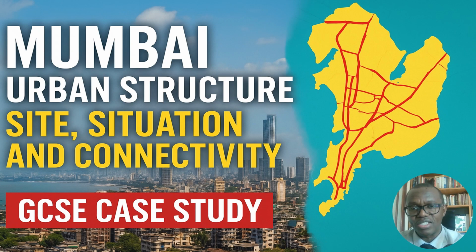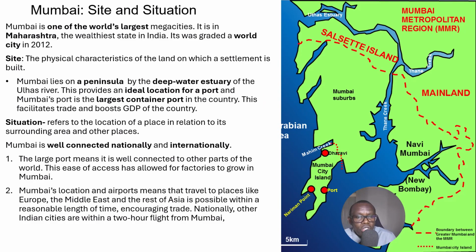Okay, let's get started. So the biggest case study in topic 3, challenges of an urbanizing world, is actually Mumbai. This is a city in India. And it's actually classified as a mega city, so a city that has more than 10 million people. And it's one of the world's largest mega cities. It is in Maharashtra, which is the wealthiest state in India.